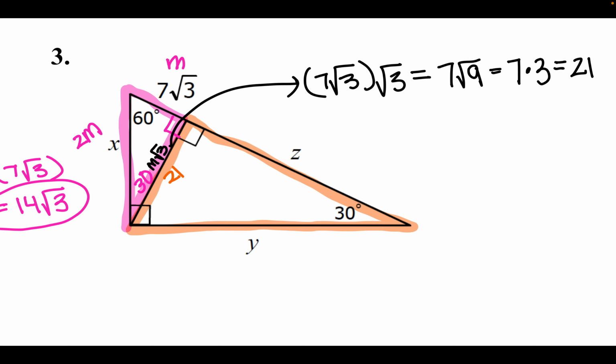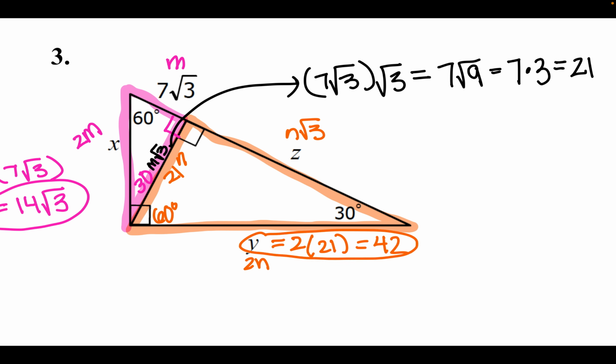And in this triangle, we have right angle, we have a 30 degrees, so down here is our 60 degrees. That means this 21 is our n. I'm using that different letter again. y is 2n, and z is n square root of 3. And because n is 21, y is just 2 times 21, which is 42. And z is just going to be 21 square roots of 3.